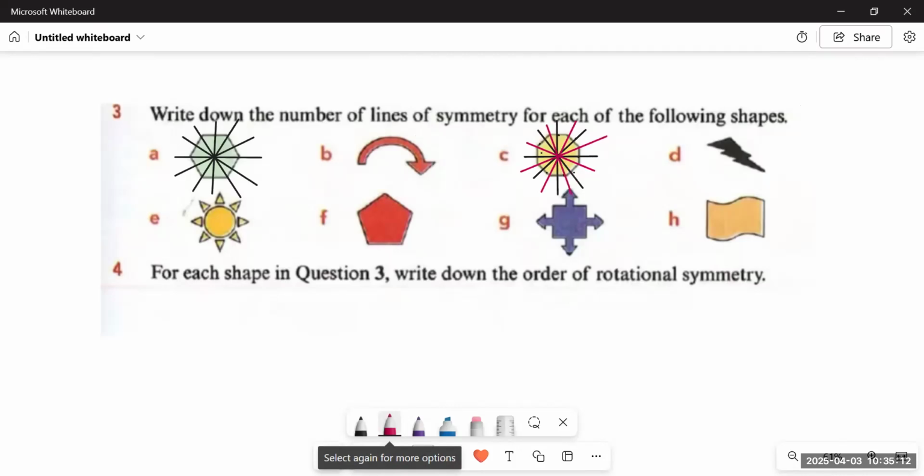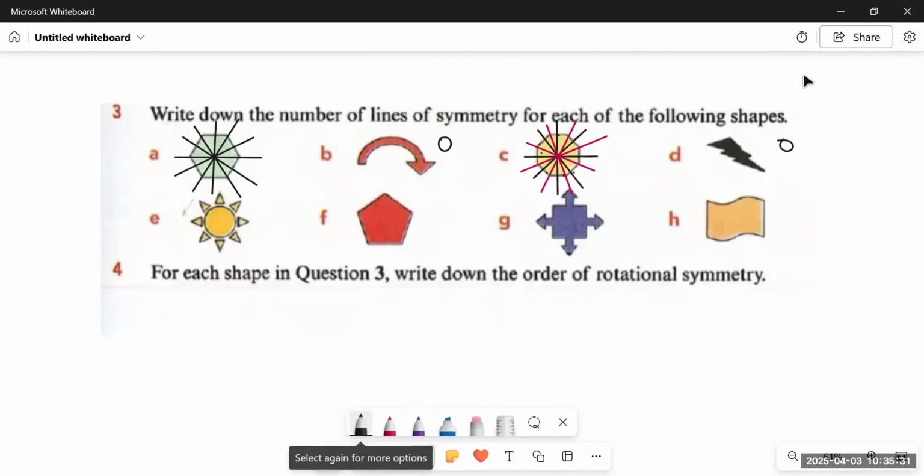8. This is how we will have 8 lines of symmetry in it. And then if we talk about this D, it is a sign of a thunder, but it has no lines of symmetry in it. Okay, so we'll write 0. In these two shapes, we have 0 lines of symmetry.